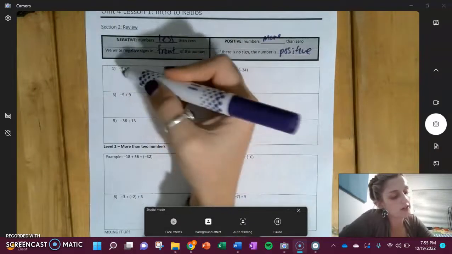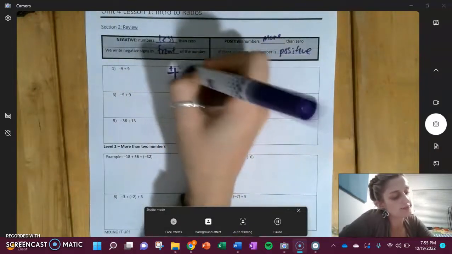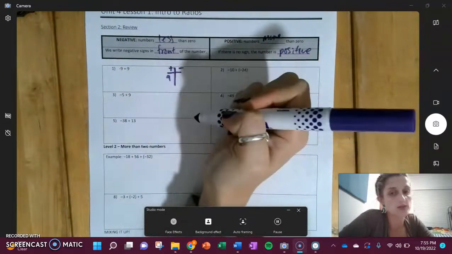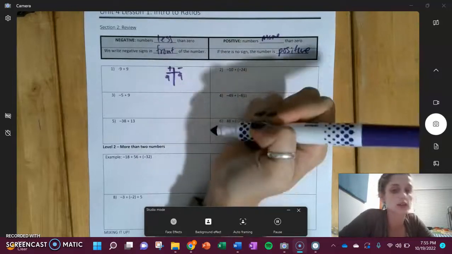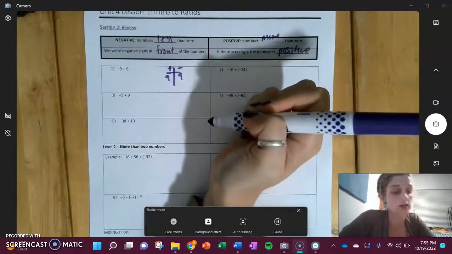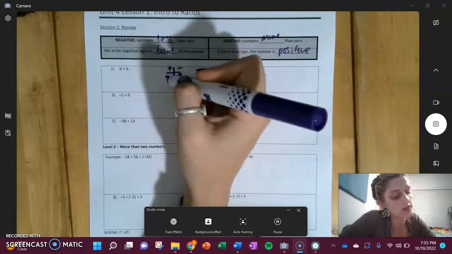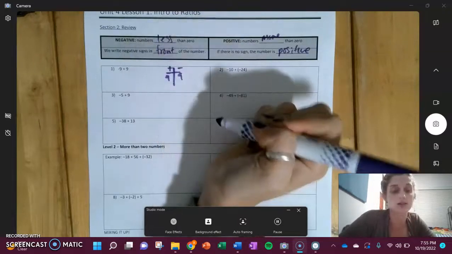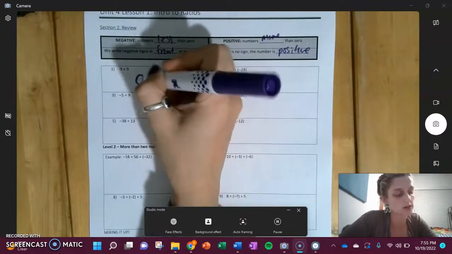If we are adding negative 9 and positive 9, that's 9 points for the positive team, 9 points for the negative team. Nobody wins. It's a tie because 9 pluses and 9 minuses would make 9 zero pairs. So our answer here is 0.